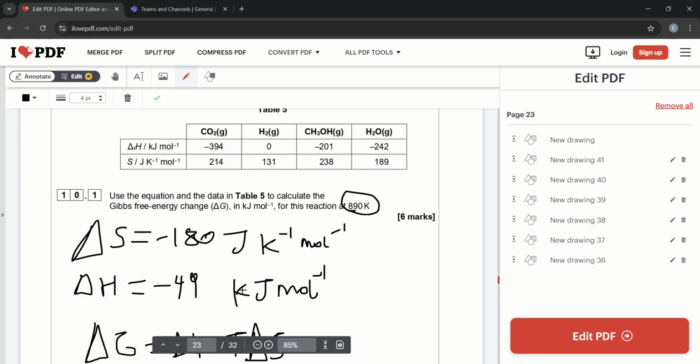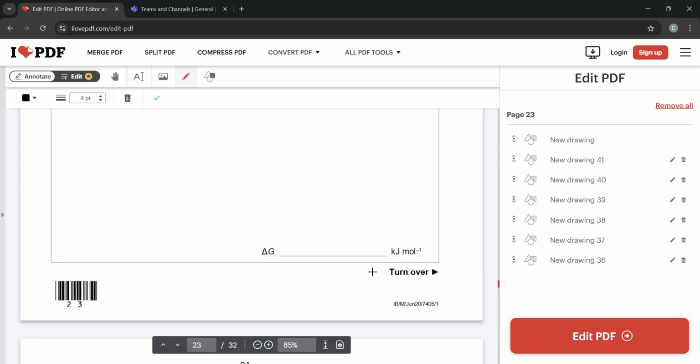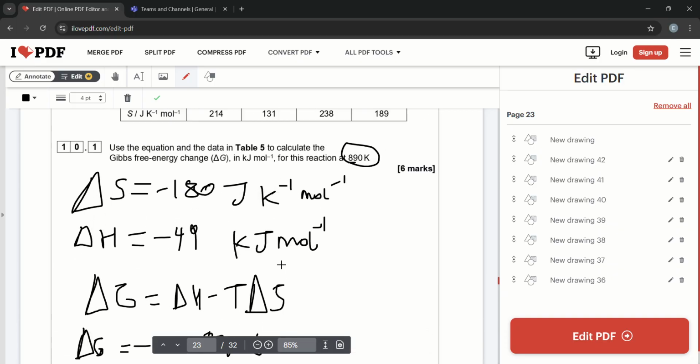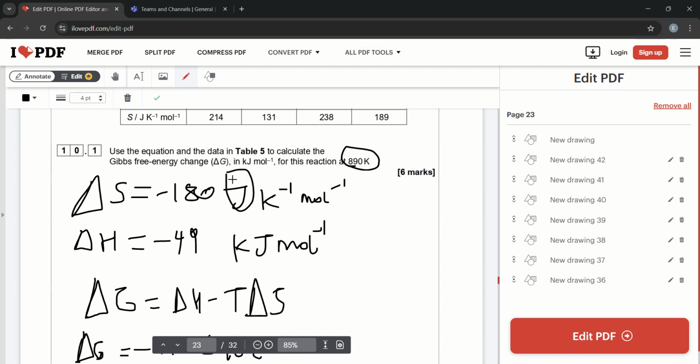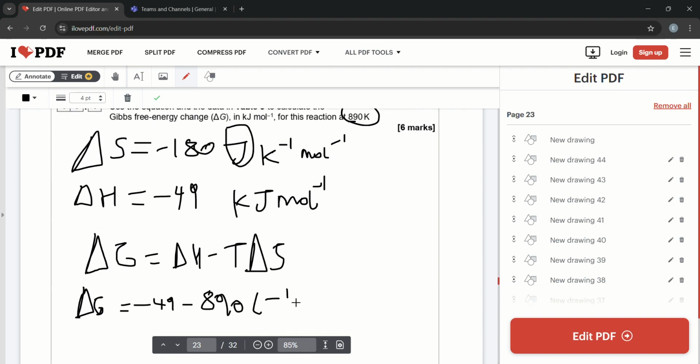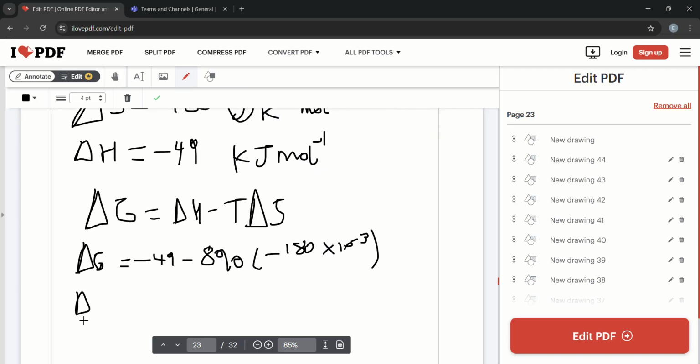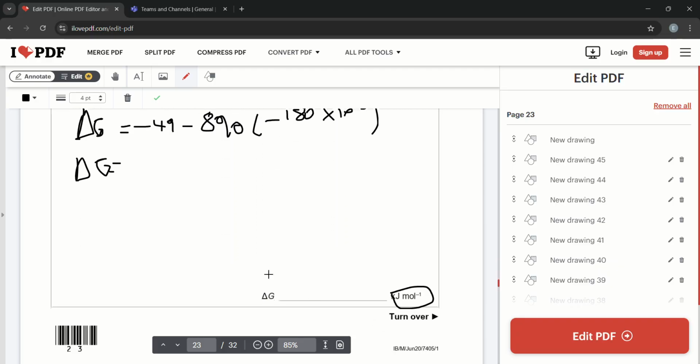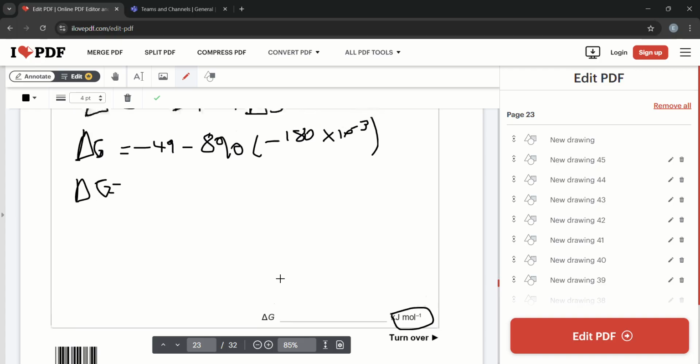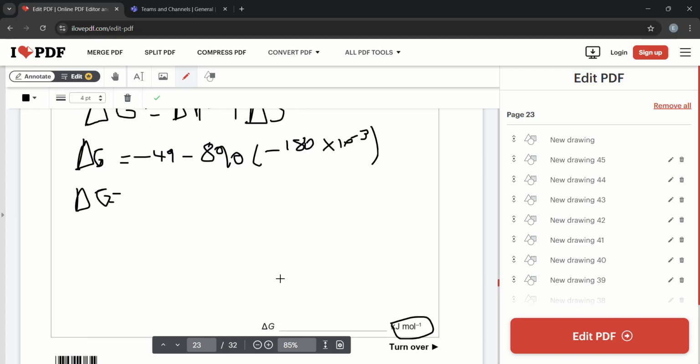And now here's where another thing comes in. We want the delta G Gibbs free energy change in kilojoules per mole to the power minus 1. This is in joules, so we need to divide it by 1000. So minus 180 times by 10 to the power minus 3, or divide by 1000, same thing. And now we get Gibbs free energy change. And instead of writing it here, I'm just going to write it here. Gibbs free energy change: minus 49 minus 890 minus 180 times by 10 to the power minus 3.